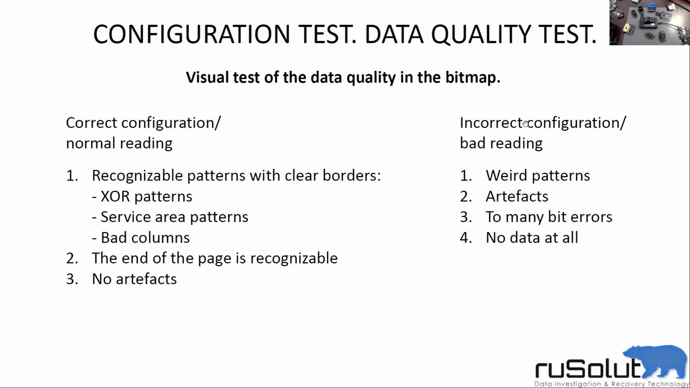Yeah, and on the right side, I try to explain what is a bad configuration or incorrect configuration or bad reading. So bad reading is when you see weird patterns, some artifacts, or too many bit errors, too many dots, or you don't see data at all. That means that the configuration is bad. That means that something is going wrong with this reading.